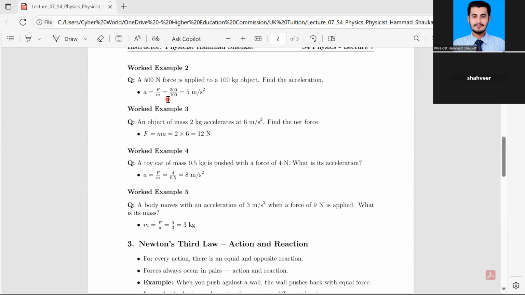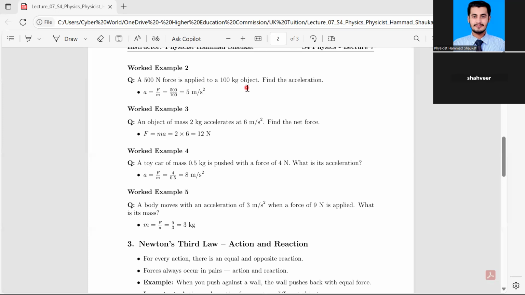Next problem. A 500 Newton force is applied to a 100 kg object. Find the acceleration. So, what things are given in this statement? The force and the mass. And they're asking you to find acceleration. How can you find it, by using which formula?